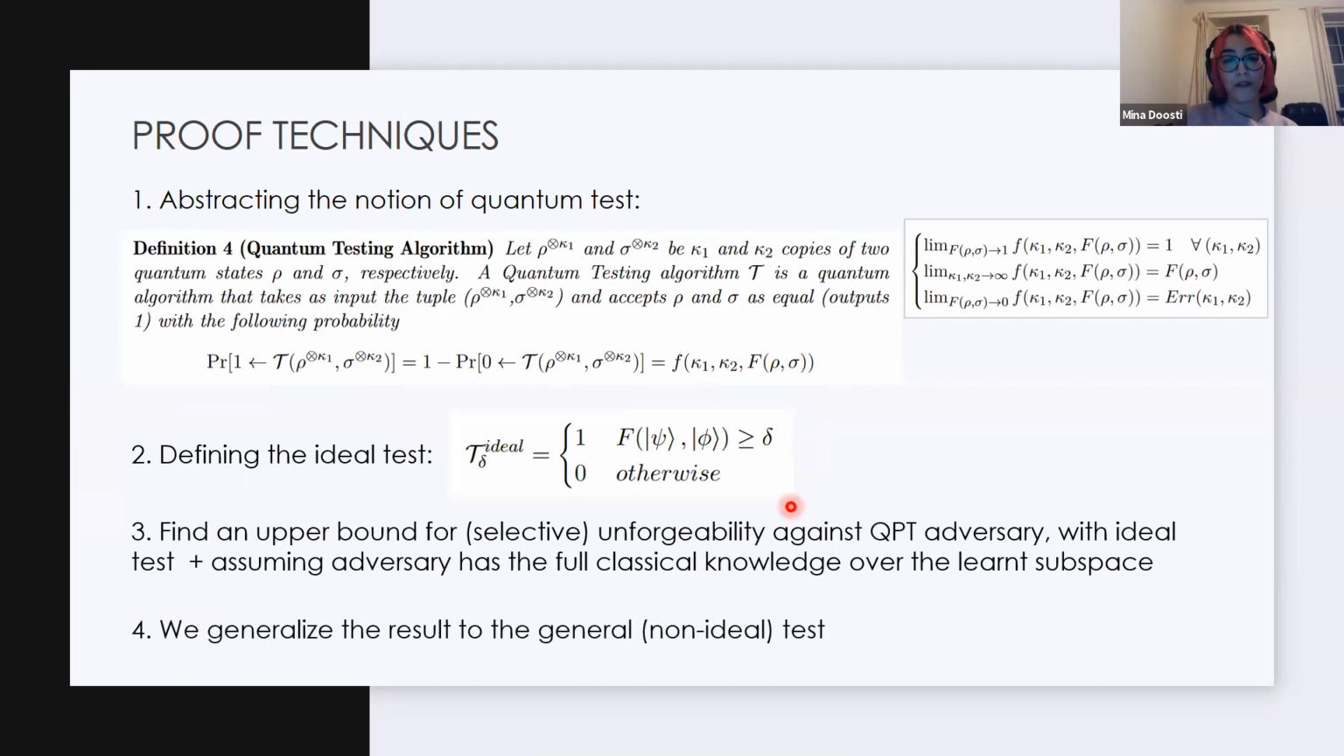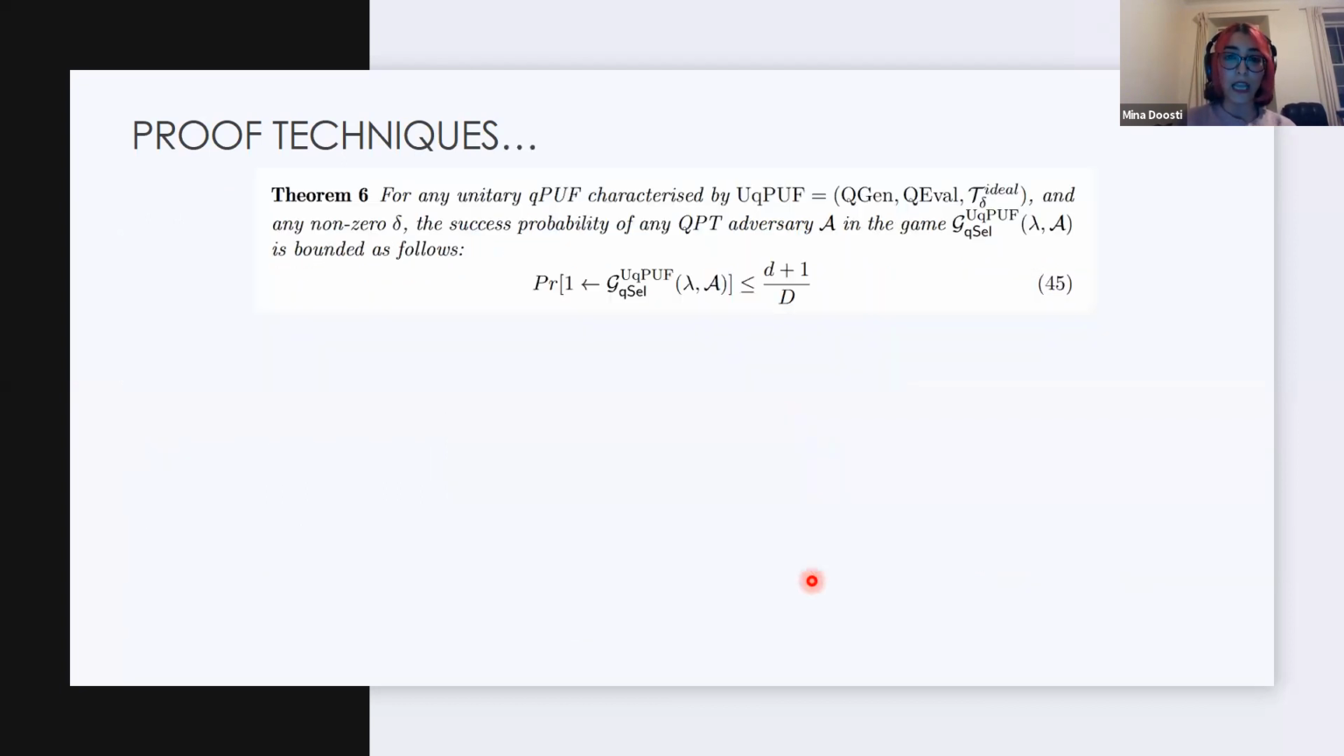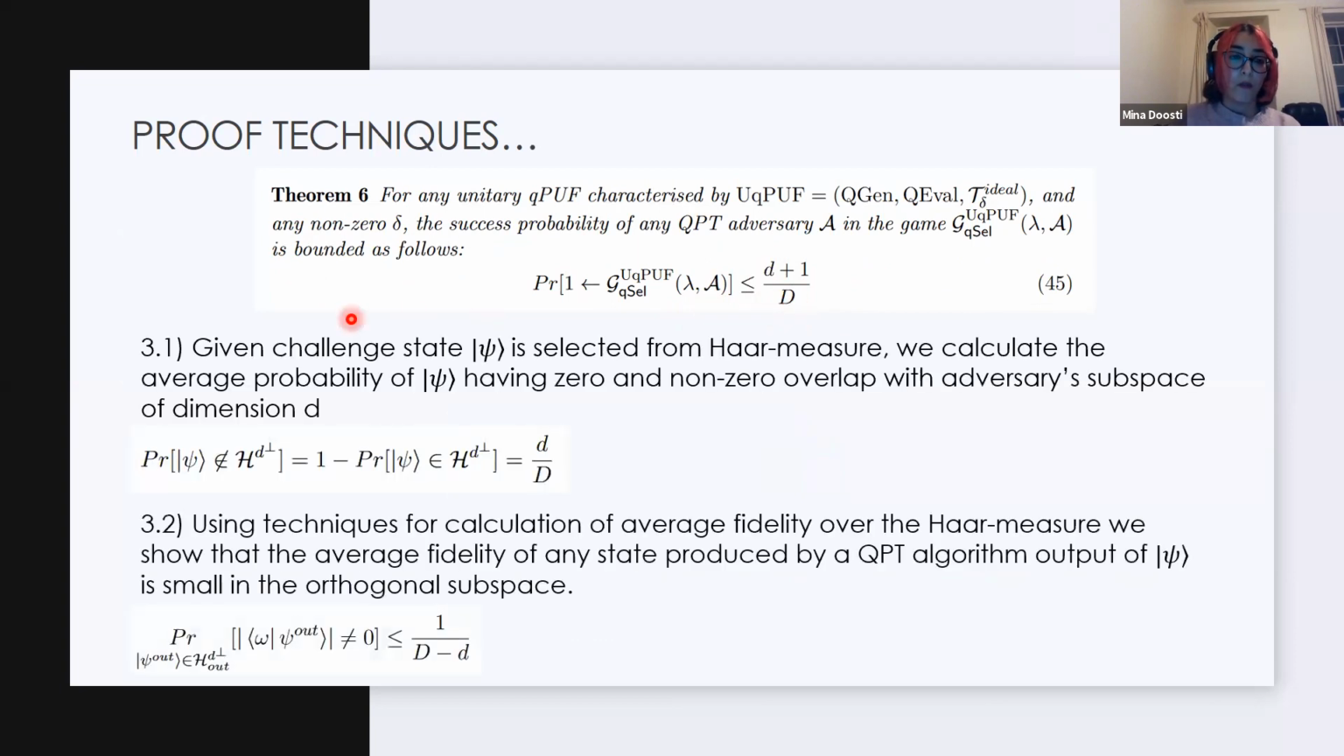And then we generalize. After having this, we generalize back from the ideal test to the actual general test. And this is the theorem that we show: the success probability of selective unforgeability for a QPT adversary is bounded by (d+1)/D, where d is the dimension of the adversary's subspace, which can go from 0 to D minus 1.